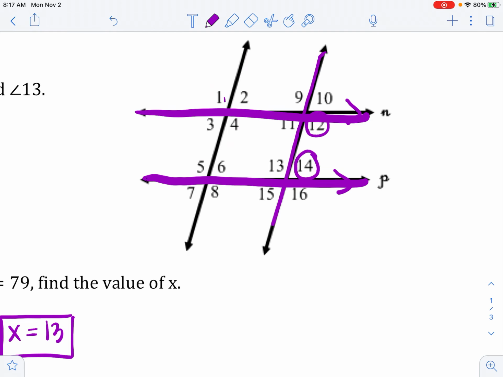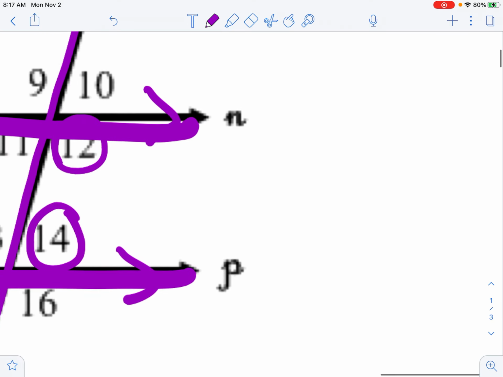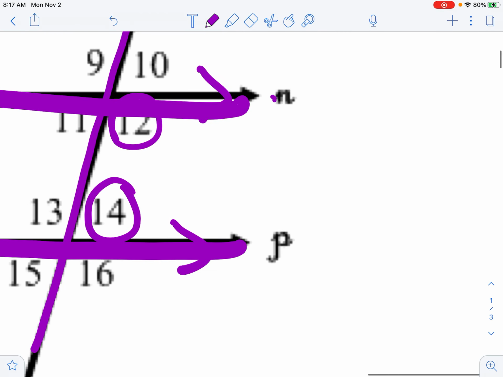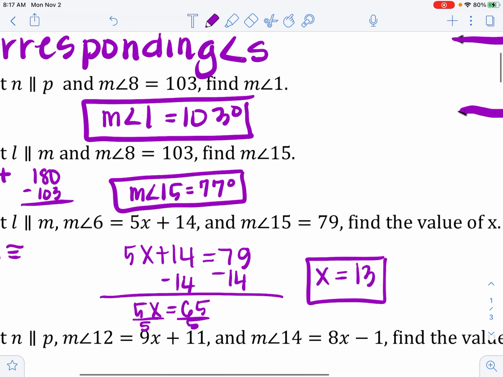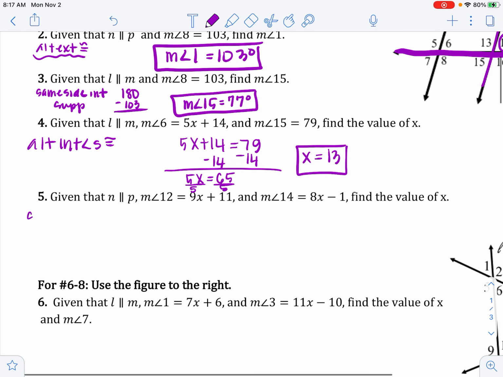So first, let's circle 12 and 14. So there's 12, there's 14. They both touch this transversal right here. So now, if I look, they're both on the inside of my parallel lines, so interior, but they're on the same side of the transversal. So these are same side interior angles. I know same side interior angles are supplementary.